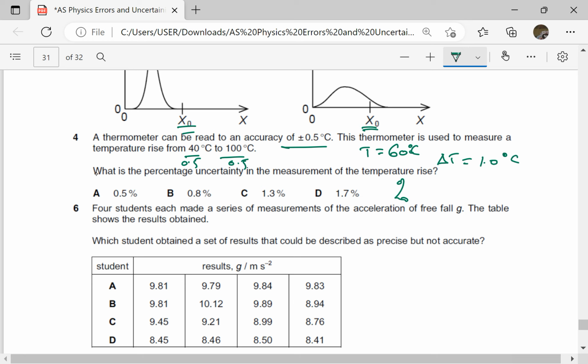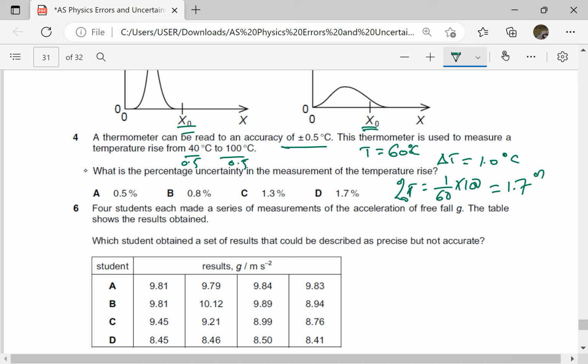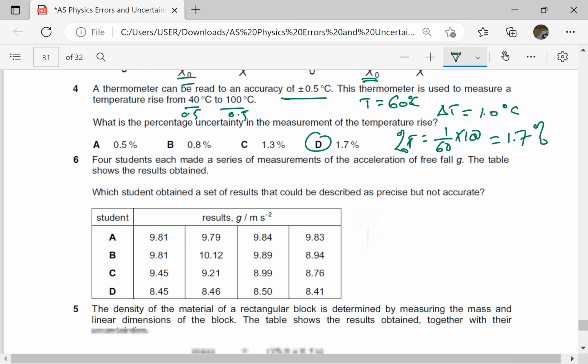As a percentage, uncertainty in temperature is going to be 1 divided by 60 times 100, which is 1.6 recurring, which is 1.7%. So the answer is D.